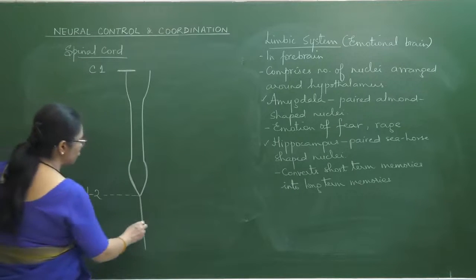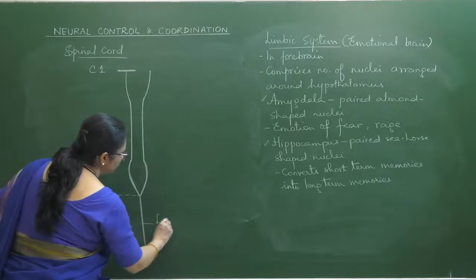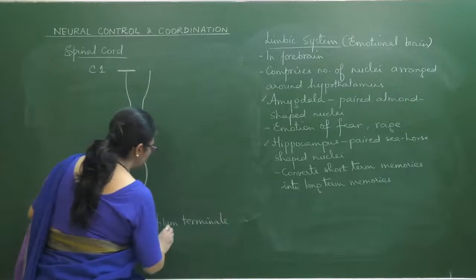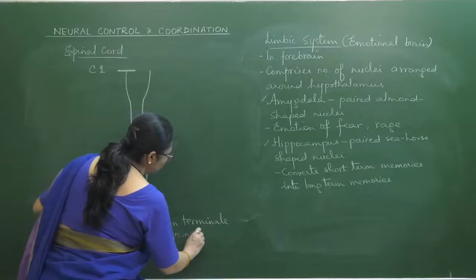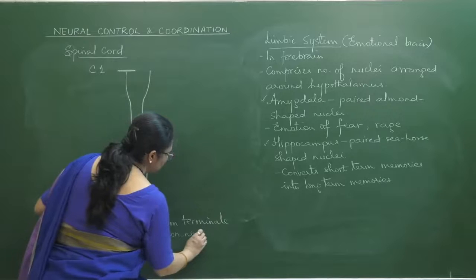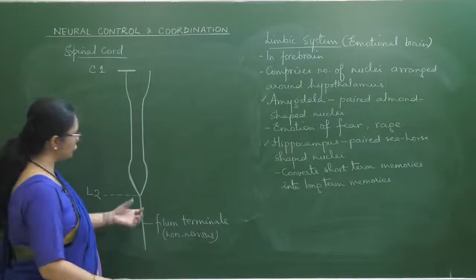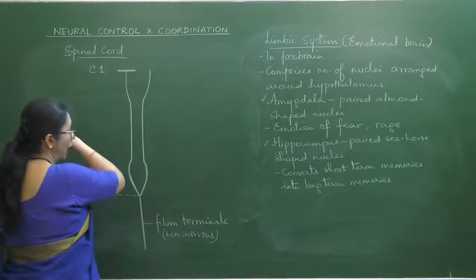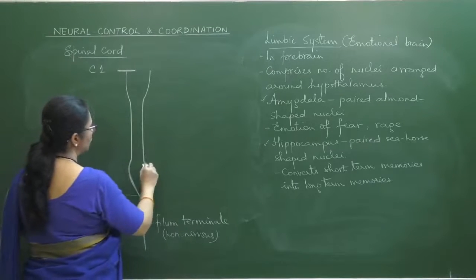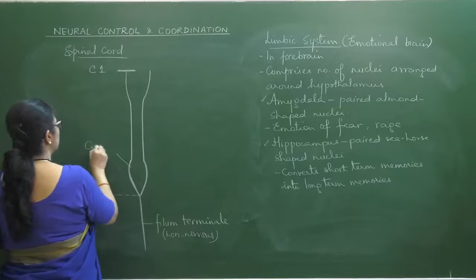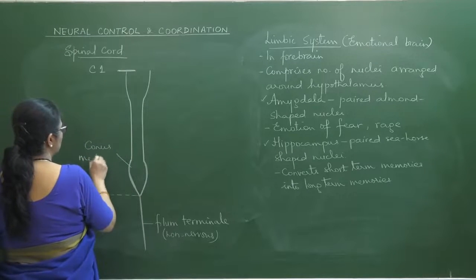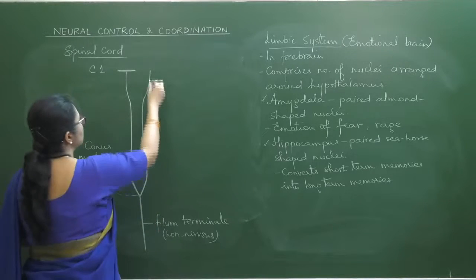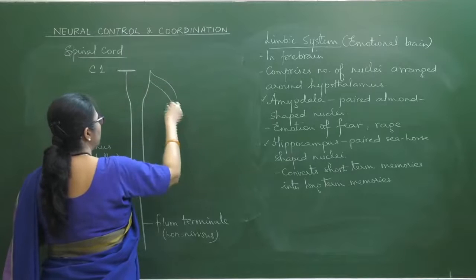And after that, this part that you see here, this is filum terminale. Filum terminale. This part is non-nervous. No neurons are here. It is just the meninges. This would be extending up till the coccygeal vertebra, first coccygeal, right? And this part here is called the conus medullaris. Conus medullaris.